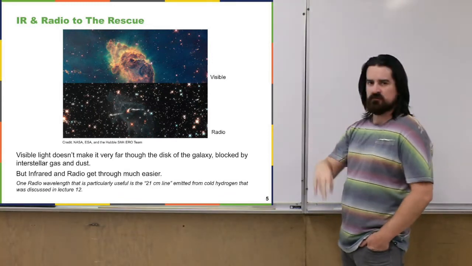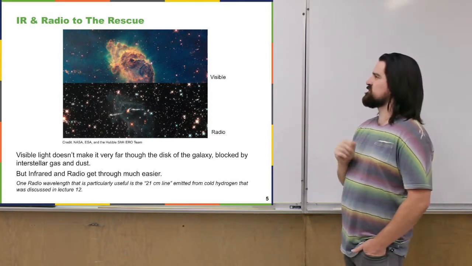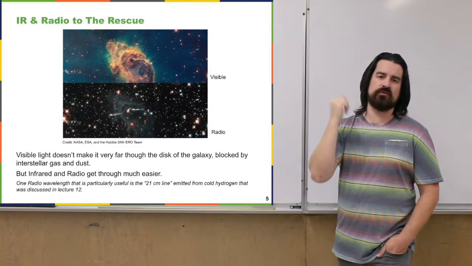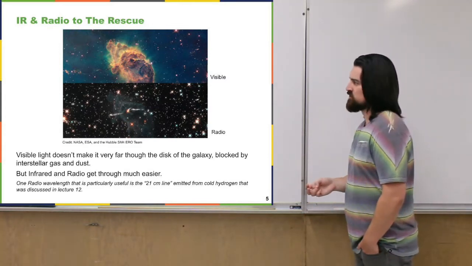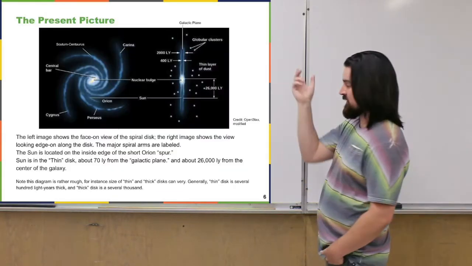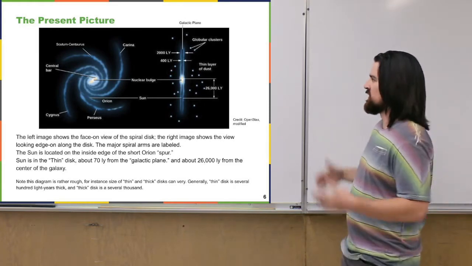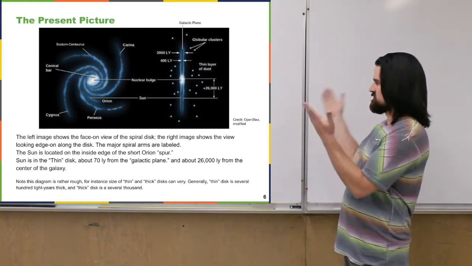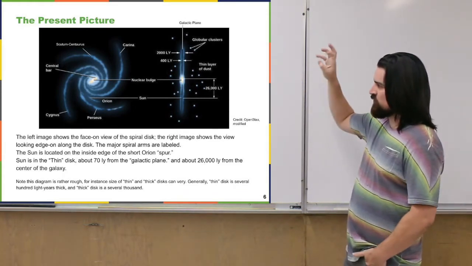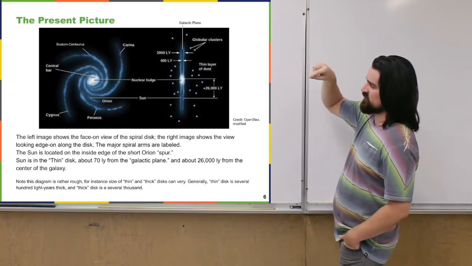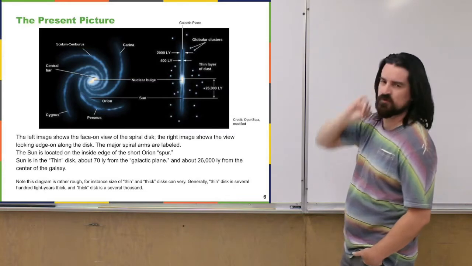So by using infrared light and radio waves, light in the radio part of the spectrum, we've been able to see much further through the galaxy. It's given us a much more detailed picture of what the whole structure of the galaxy looks like. And as you might know, this is roughly our present picture of our galaxy, the Milky Way. It's a spiral, so the central, more dense area, and there are these arms that come off of that central area, and it's all swirling around.